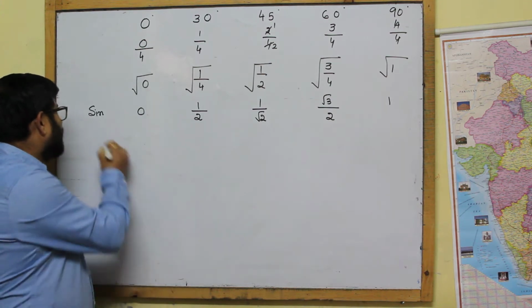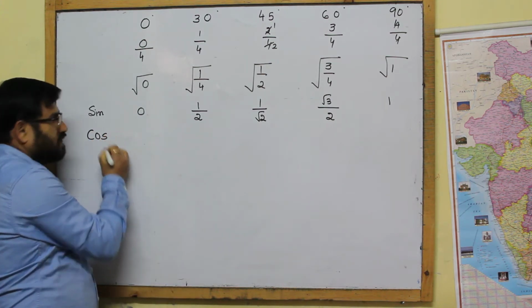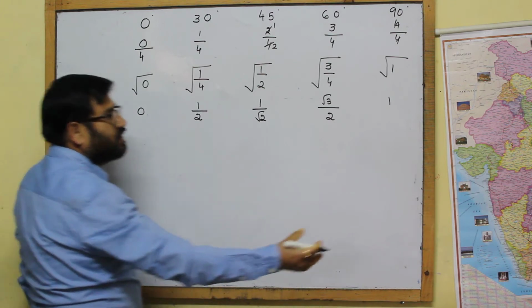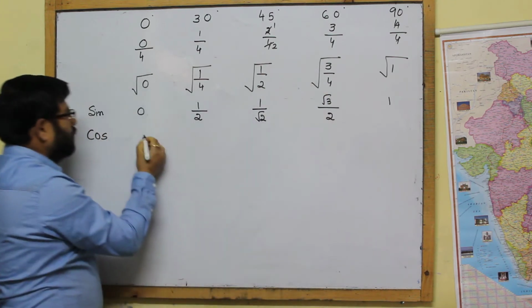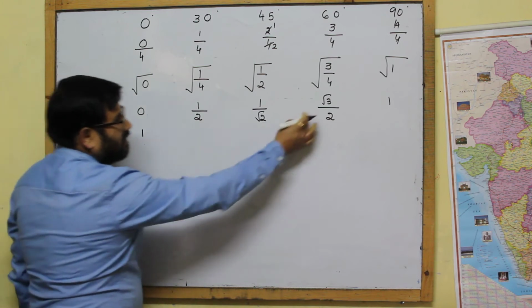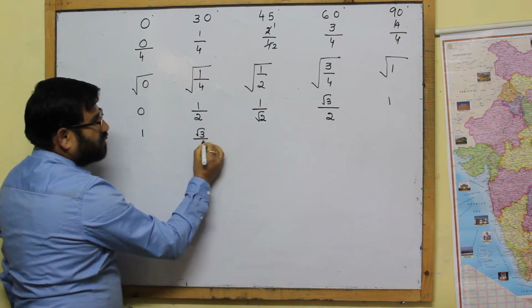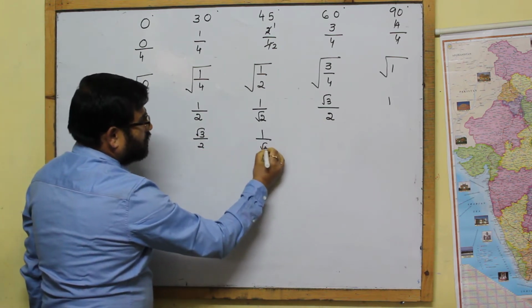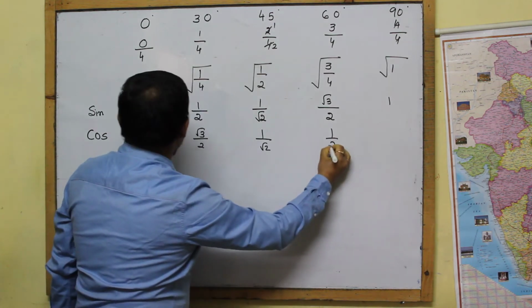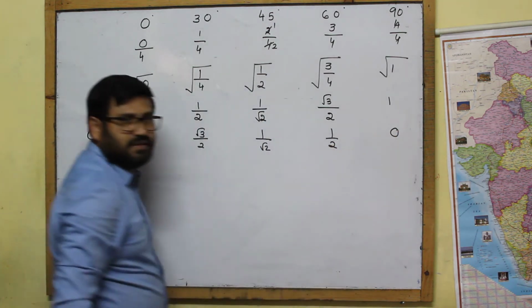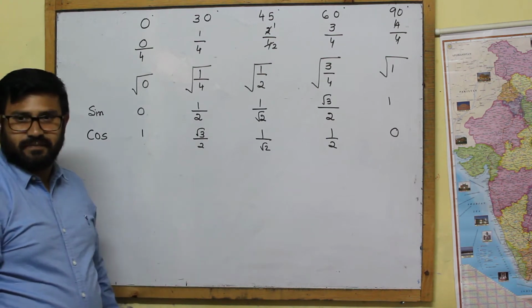Now we got the value of sine, we can easily find out the value of cos. Just the opposite of it, right? Since we got sine, take it to the opposite. So this will be 1. Here it will be root 3 by 2. This will be 1 by root 2. Again this goes down, 1 by 2. And this is 0. We got the value of cos.